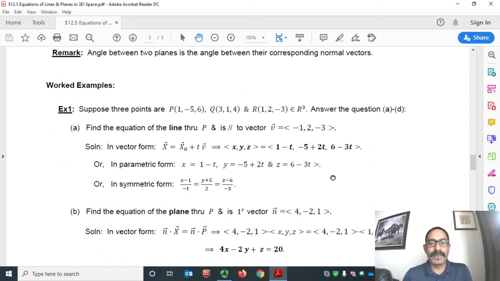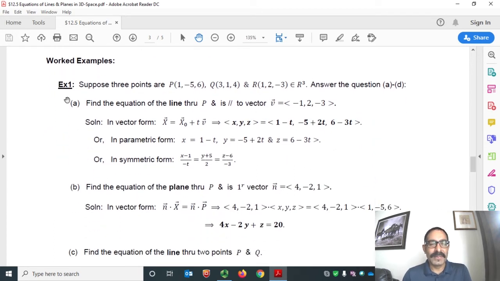So first example, suppose we are given three points P, Q and R in space, then answer the following sub-questions from A through D. Part A, find the equation of the line through P that is parallel to the given vector v, whose components are -1, 2, -3.